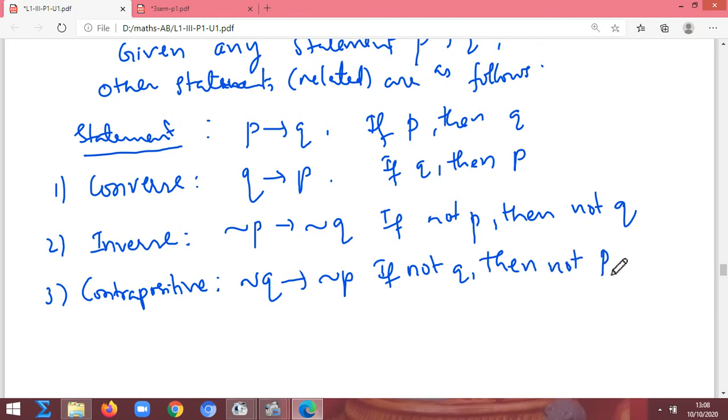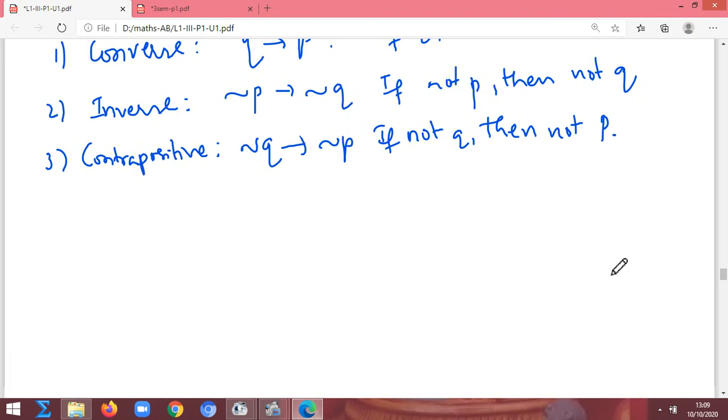So, do not confuse between converse, inverse and contrapositive. The converse is: take P implies Q and reverse it, then it becomes Q implies P. The inverse is taking negation of both: if not P, then not Q. The contrapositive is applying inverse to the converse: negation of Q implies negation of P. In order to understand it more clearly, I am going to give an example.